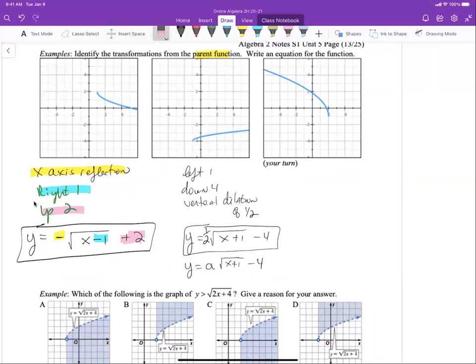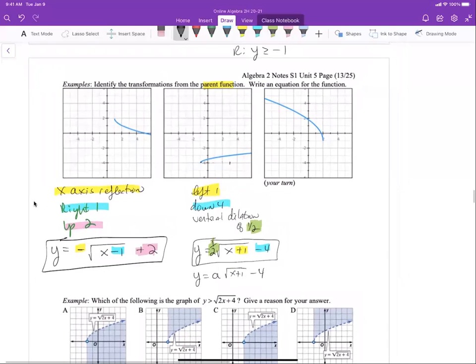But hopefully you don't have to do that, because personally, I would create a table of x and y values. 0, you started at 0. I had to go all the way over to 1, 2, 3, 4 to get an output of 1, and then compare it to what you were expecting, and what did I have to multiply what you were expecting by to get the 1. I don't know if that makes sense or not, but that's how I do it mentally. Left 1, down 4, vertical dilation of a half, there's my half. All right, why don't you try one yourself?